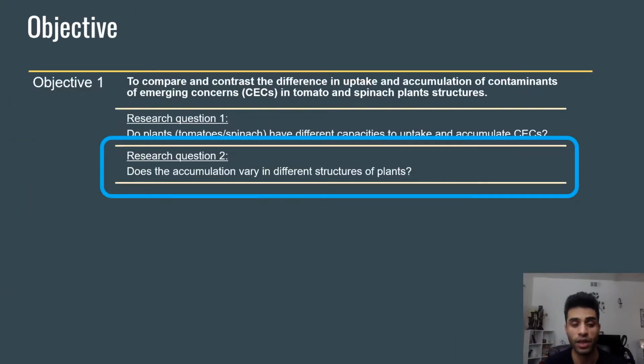So basically my PhD has 4 different objectives, and for this presentation I'm only addressing one question for my first objective, which is to compare and contrast the differences in uptake and accumulation of contaminants of emerging concern in tomato and spinach plant structures. So the question I will address here is, does the accumulation vary in different structures of plants? And I'm considering only tomatoes.